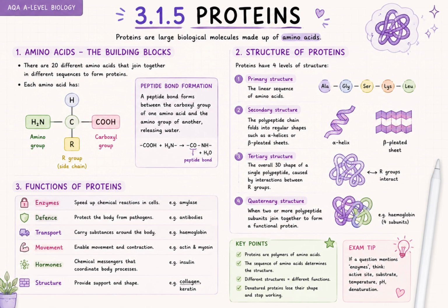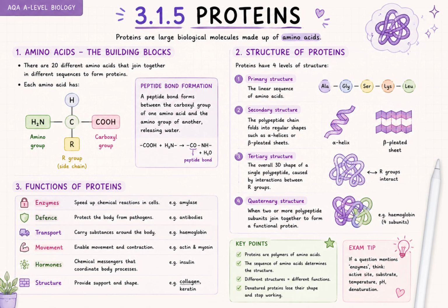There are approximately 20 different amino acids used in protein synthesis, and the specific sequence in which these amino acids are arranged ultimately determines the protein's structure and function. Each amino acid contains 4 key components: an amino group, a carboxyl group, a hydrogen atom, and a variable R group, also known as the side chain. It is this R group that differs between amino acids and gives each one its unique chemical properties.